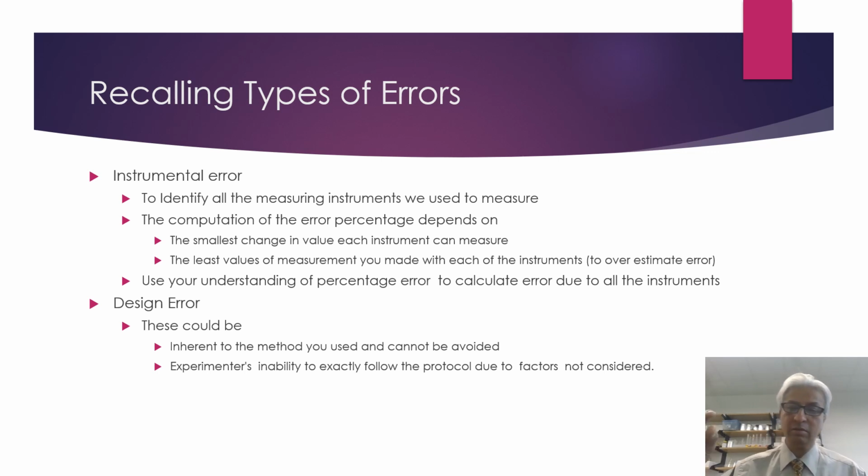Then there is the experimenter's inability to exactly follow the protocol due to factors not considered. For instance, you want to keep the radius the same by keeping the pin or the marker from touching the pipe, and that is also sliding down.